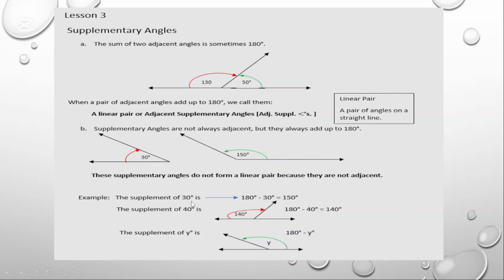The supplement of 30 is, and we know we subtract that now from 180, and it's equal to 150. The supplement of 40 is 180 minus 40, which is 140 degrees. Same thing, the supplement of y. We don't know the value of y, but if we subtract it from 180, we can get it. So we just write it as 180 minus y degrees.